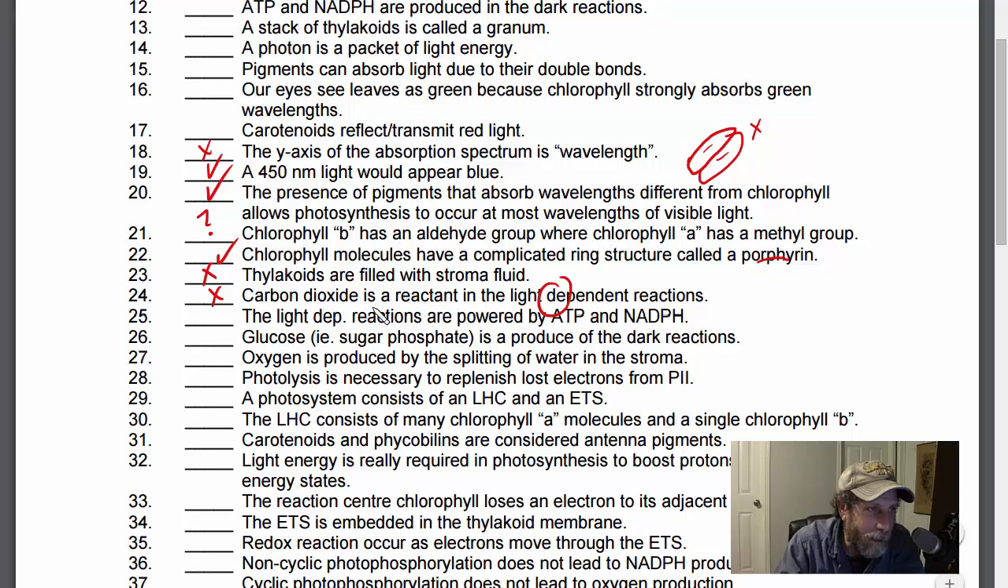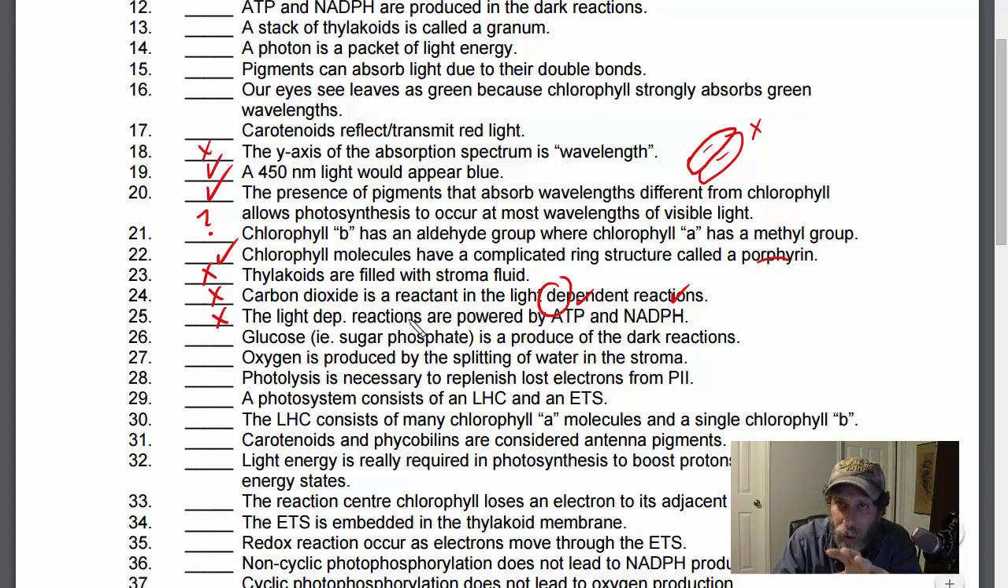Number 25. The light-dependent reactions are powered by ATP and NADPH. Now, you've got to be careful how you read these things. ATP is produced. NADPH is produced. But those light reactions aren't powered by that stuff. All right? They're powered by sunlight, and they produce this stuff. So this is just not true the way it's stated.